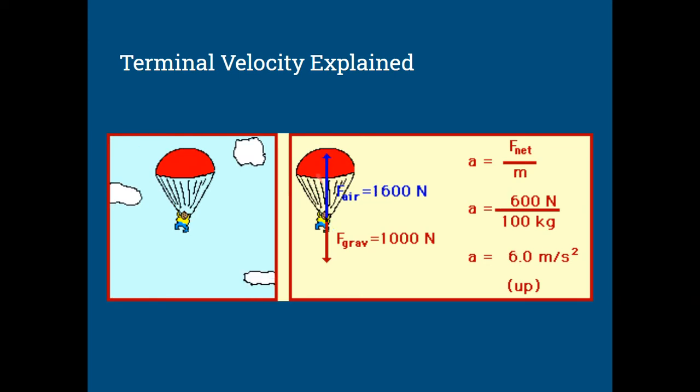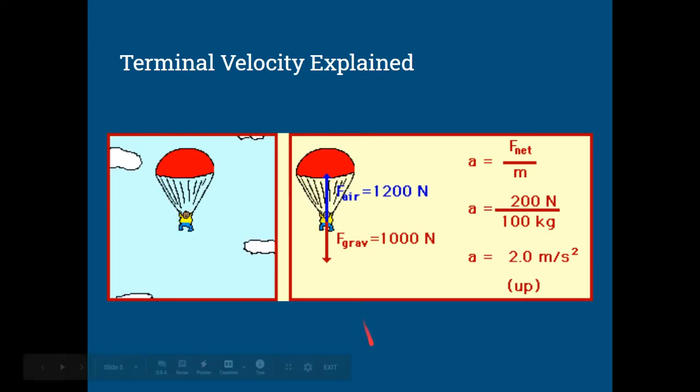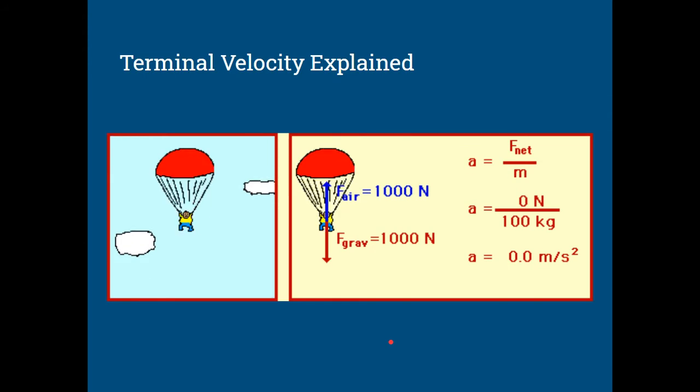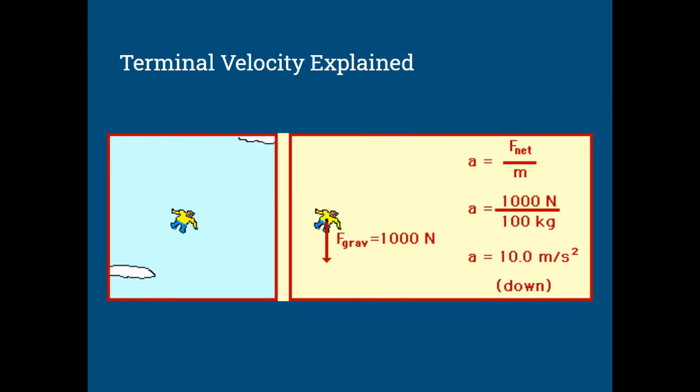Now, when you first pull this chute, a lot of people mistakenly think that you move upwards. You don't. You just slow down. So you're still moving downward, but you're slowing down.